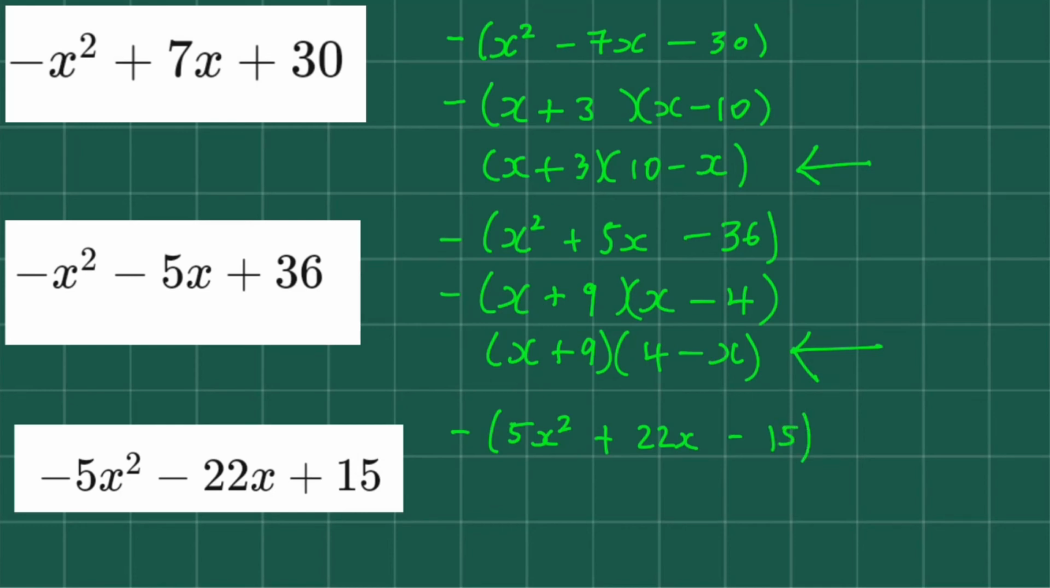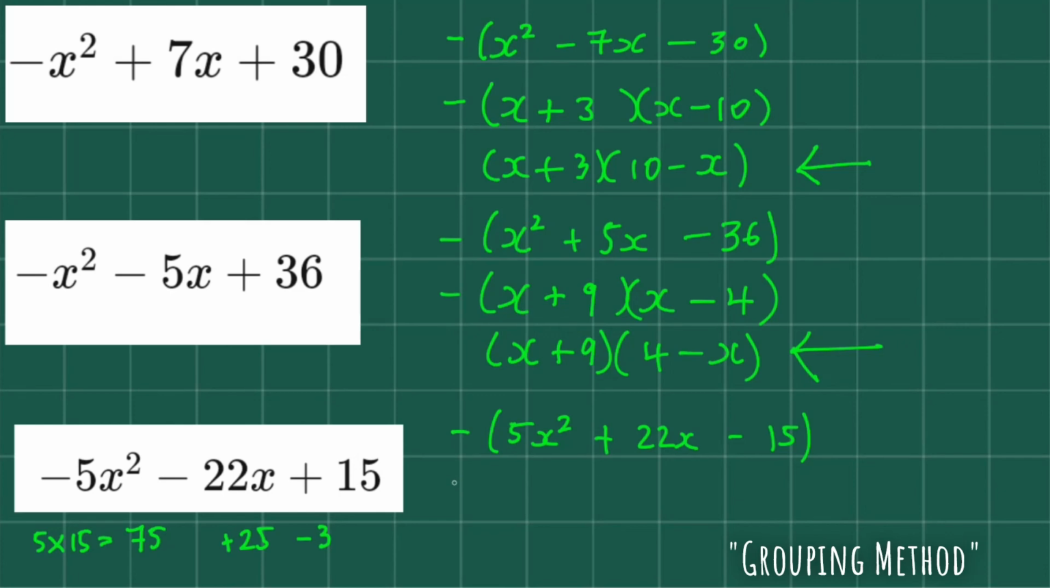Now, you can see that this is a quadratic where a is more than 1, so we're going to employ a little method here. We do a times c. 5 times 15 is 75, and so looking for factors of 75 that equal 22. So I'm going to go with 25 and 3. To get to 22, we'll keep 25 positive and we'll take away 3.